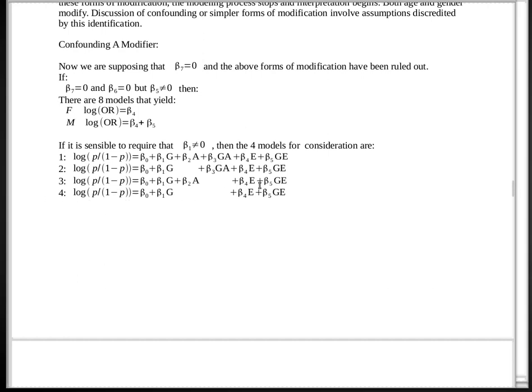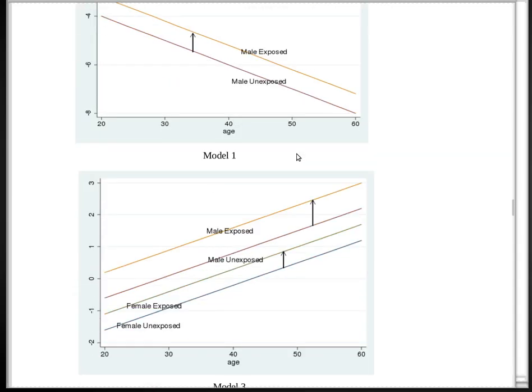Notice this model doesn't involve age at all, whereas this model does. So here we're looking at gender modification with a simple adjustment for age, one that assumes parallelism of the 4 lines, whereas model 1 is the more complicated adjustment for age in order to assess gender modification. Okay. Hopefully I've got all that right.